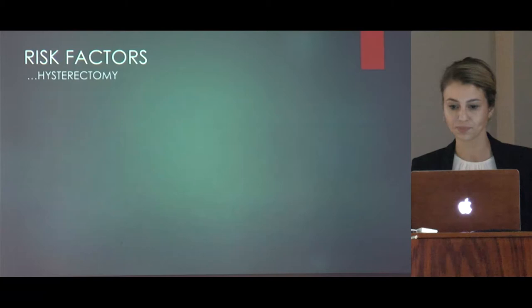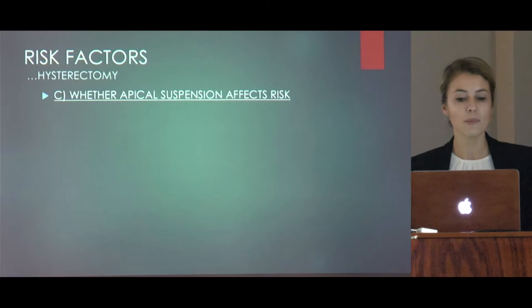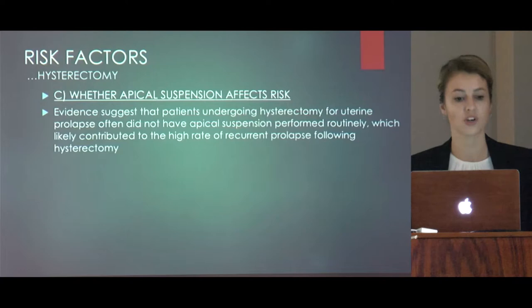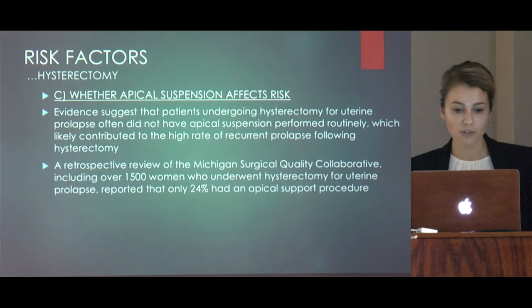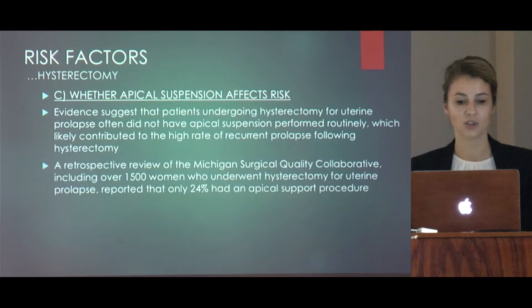The last one is whether the apical suspension affects your risk. Evidence suggests that patients undergoing hysterectomy for uterine prolapse often did not have apical suspension performed routinely, which likely contributed to the high rate of recurrent prolapse following hysterectomy. A retrospective review of the Michigan Surgical Quality Collaborative, including over 1,500 women who underwent hysterectomy for uterine prolapse, reported that only 24% had an apical support procedure done.